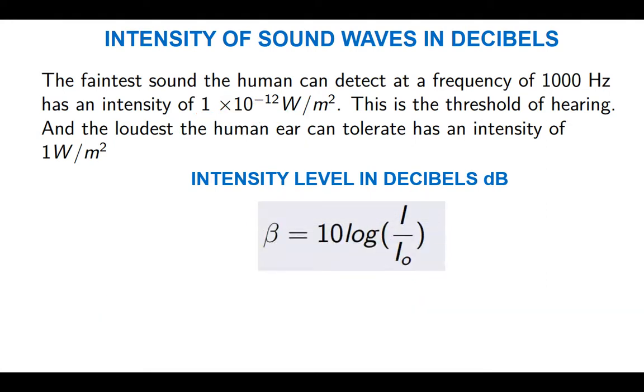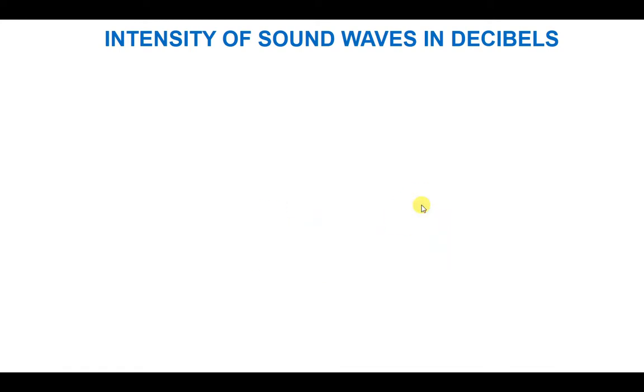When they ask you to find the intensity given the intensity level in decibels, you have to make I the subject of the formula. This is where a lot of people find challenges. I'll show you a way in which you can do that, just by using rules of logarithms. The formula is intensity level equals 10 log I over I naught.